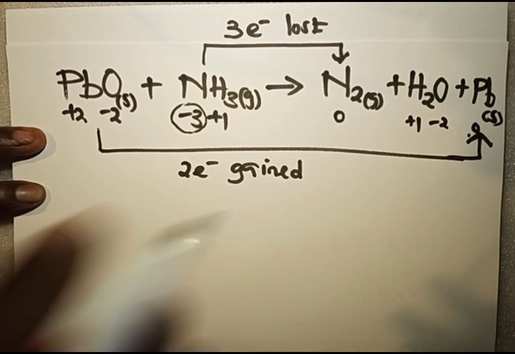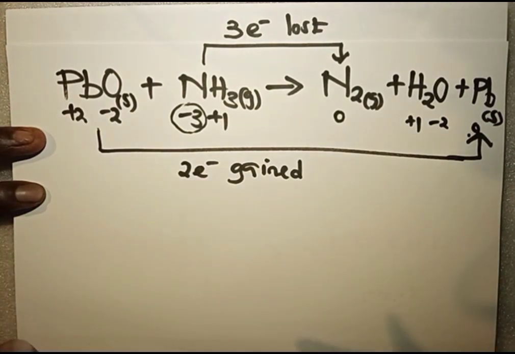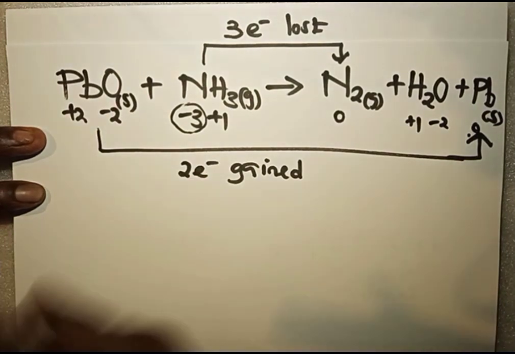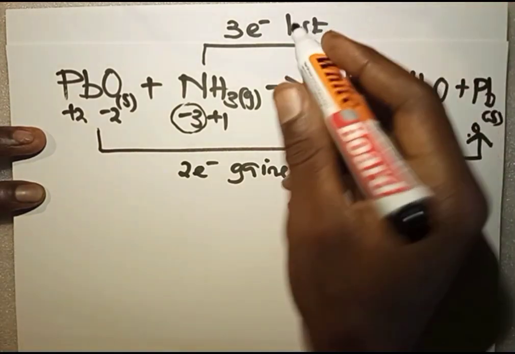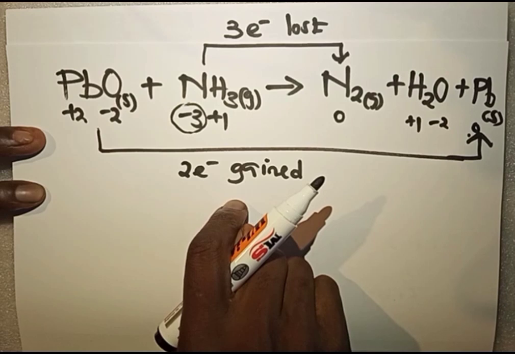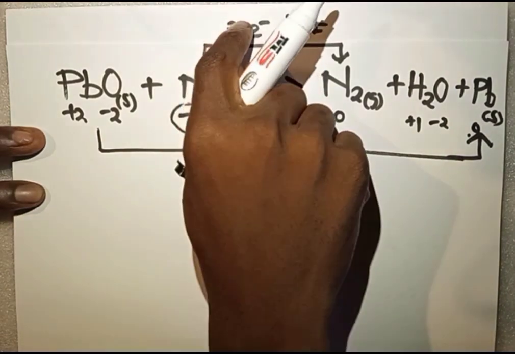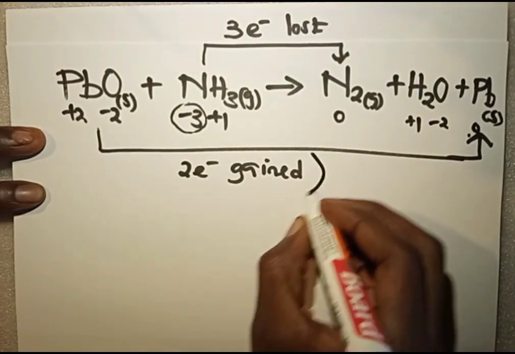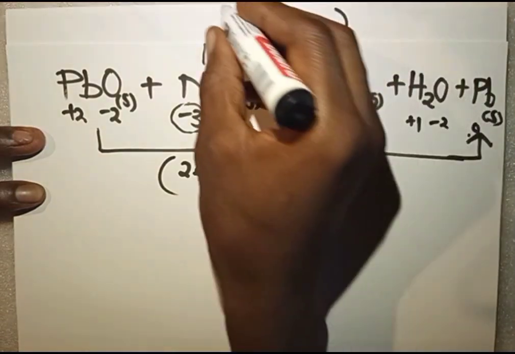By the way, in a chemical equation, the electrons lost and gained must be equal. But in this case, this one has lost 3, this one has gained 2. How are we going to make it equal? We have a 3, we have a 2. What are we going to do? Multiply everything by the opposite number you're having.